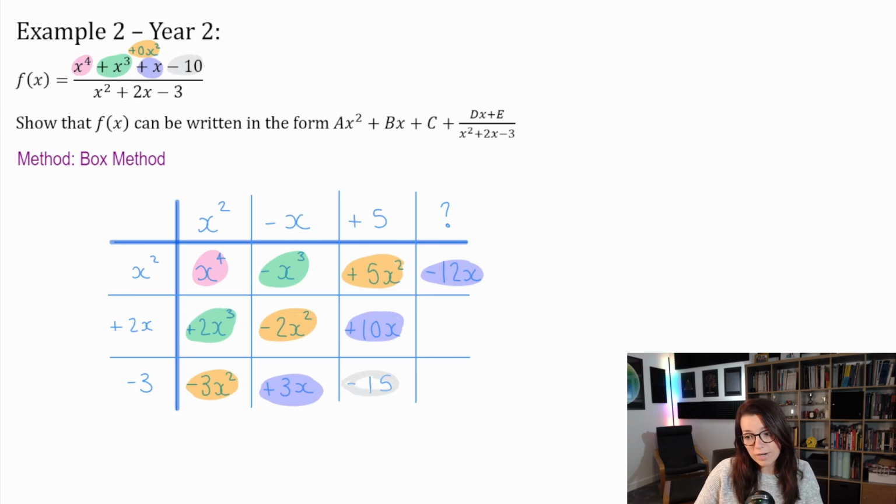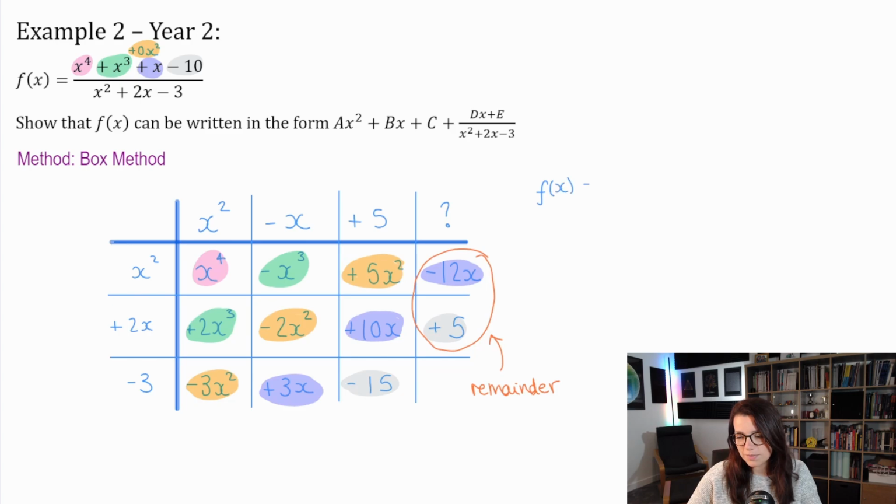In the box, we already have a minus 15. To get to minus 10, we need to add 5. So this plus 5 will also be part of the remainder. These two terms form your remainder. And then you can write your final answer just like we did before. So we could say f of x equals x squared minus x plus 5, and then plus the remainder over x squared plus 2x minus 3.